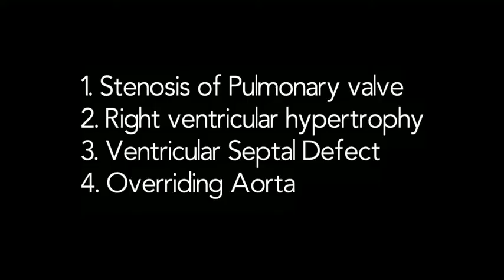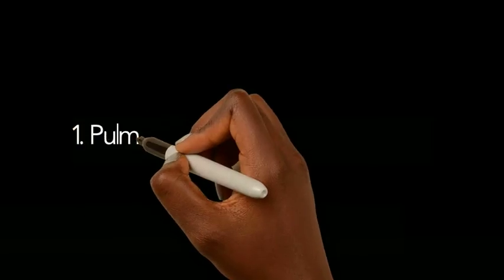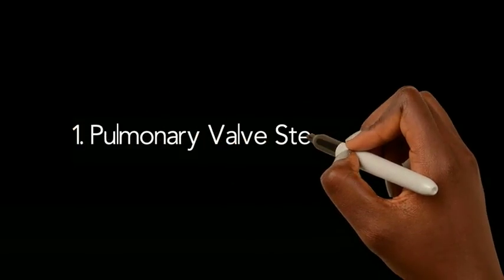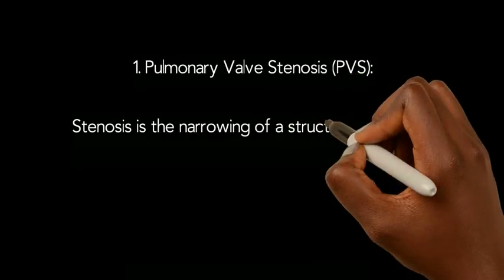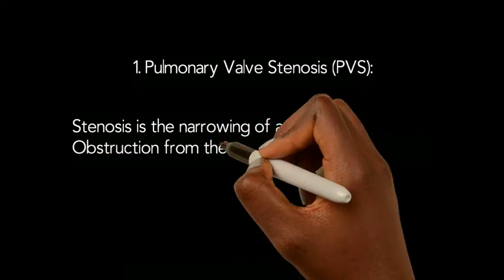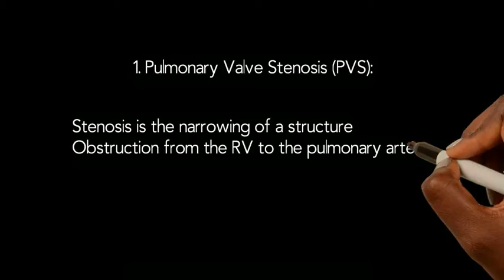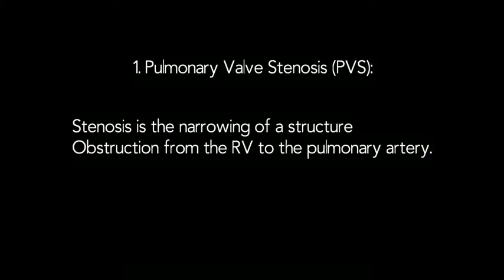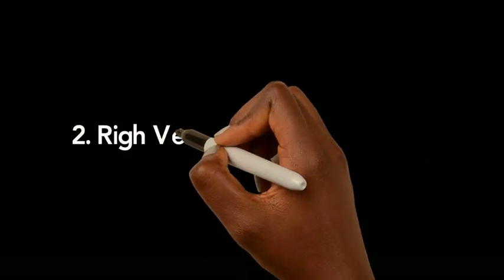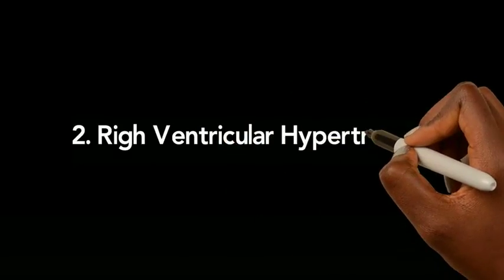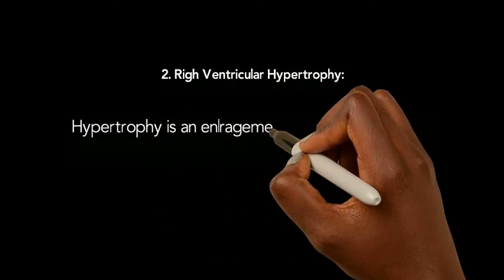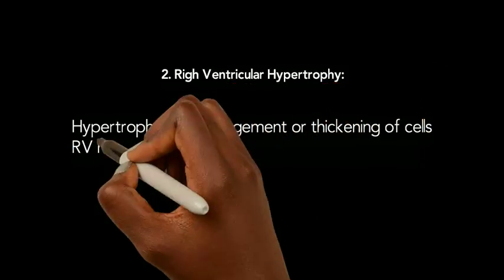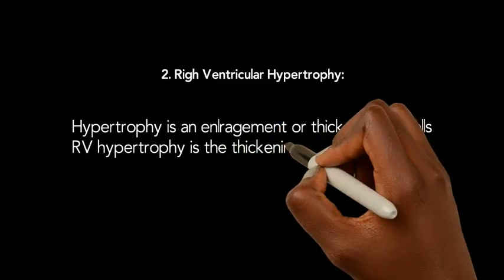So now we'll dive deeper into these four things and exactly what they mean and how they're all tied together. So the first thing is pulmonary valve stenosis, or PVS for short. Stenosis is just the narrowing of a structure, and pulmonary valve stenosis is the obstruction from the right ventricle to the pulmonary artery. So the second characteristic is right ventricular hypertrophy. In general, hypertrophy is an enlargement or thickening of cells. Right ventricular hypertrophy is a thickening of the heart wall.